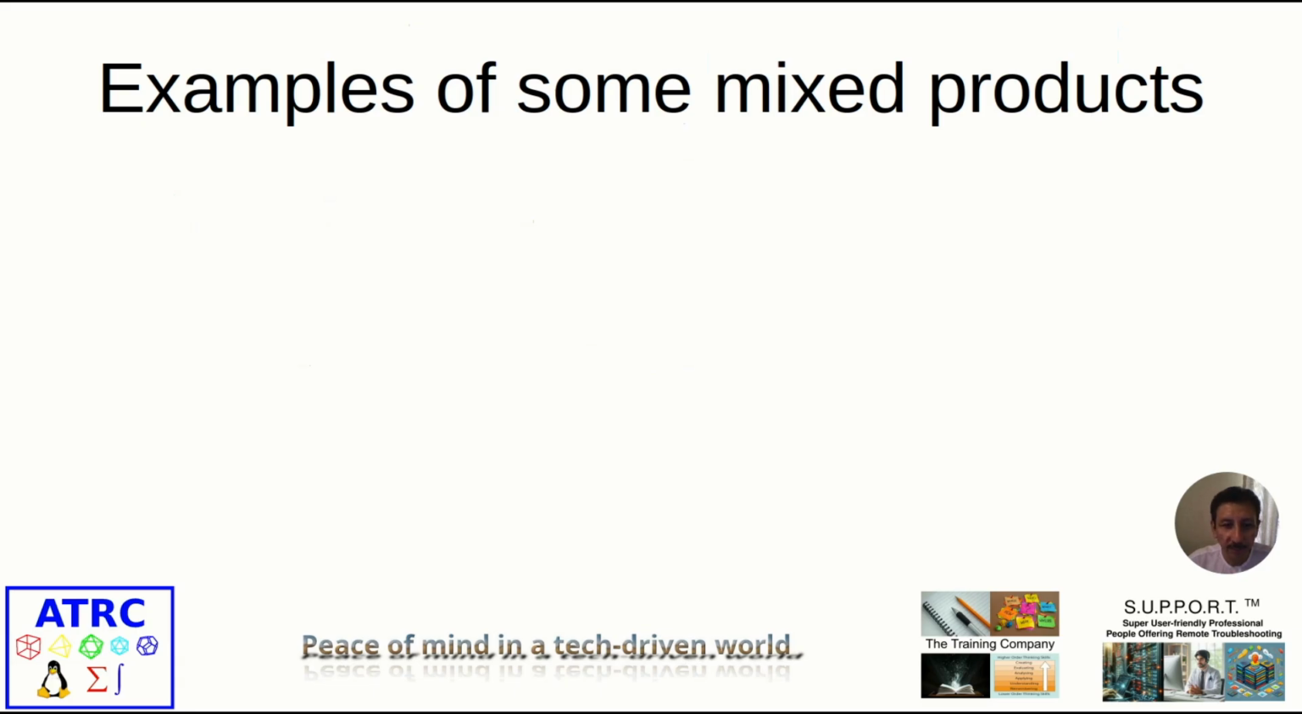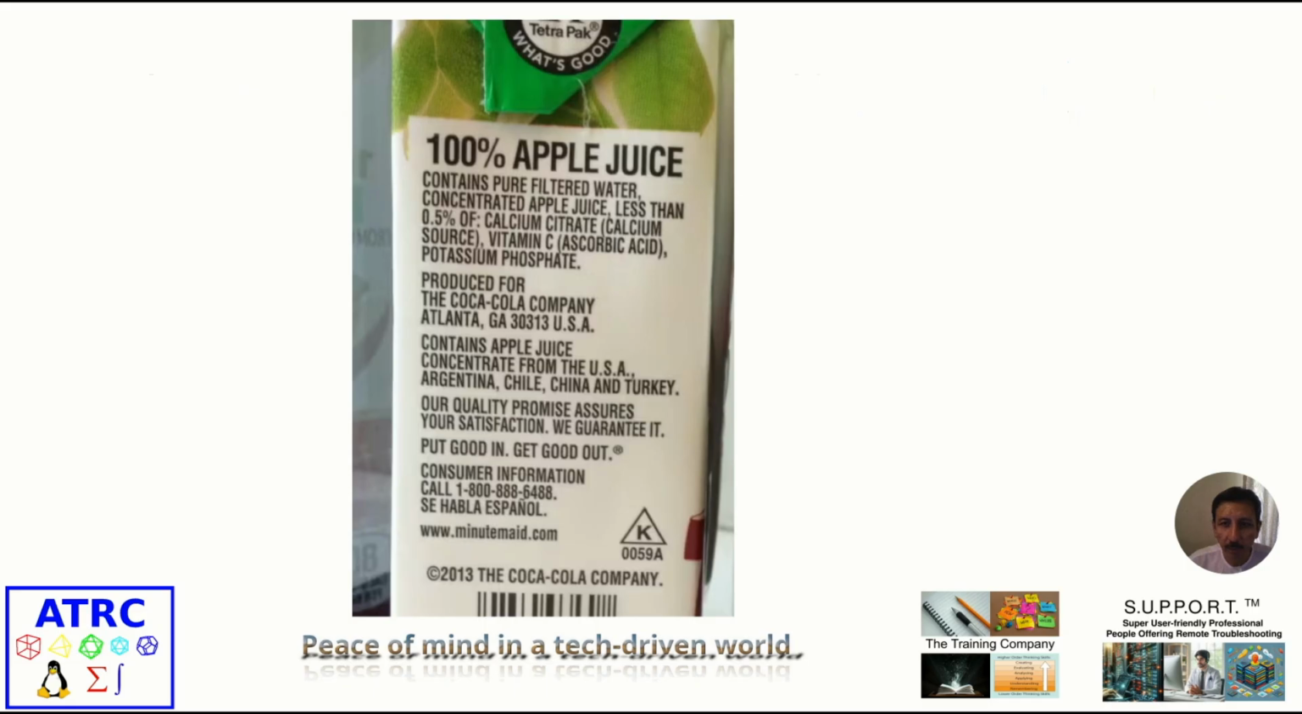Now we shall give you some examples of some of the labels and how they are used in the system. Here is an example of an apple juice. Due to the labeling standards, they have to have all these details.